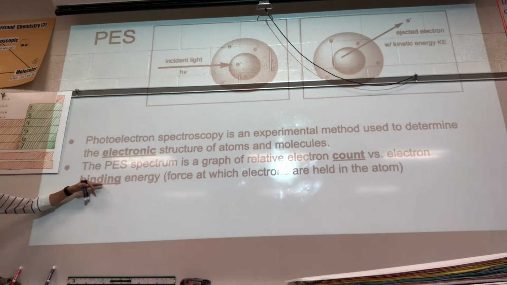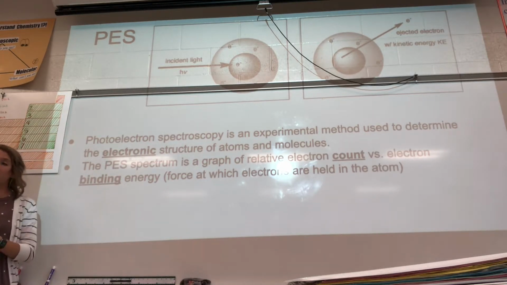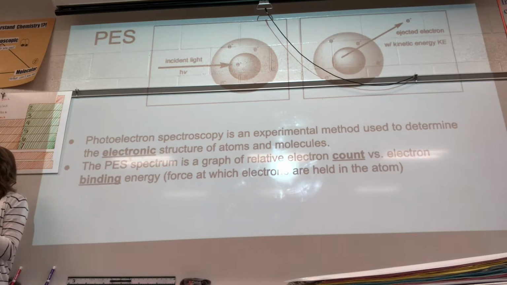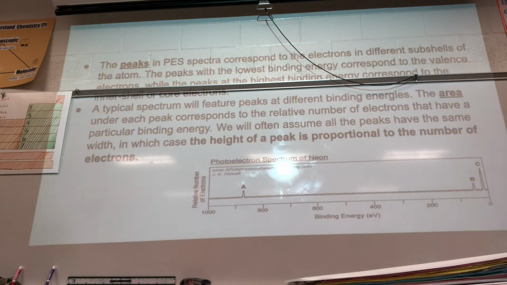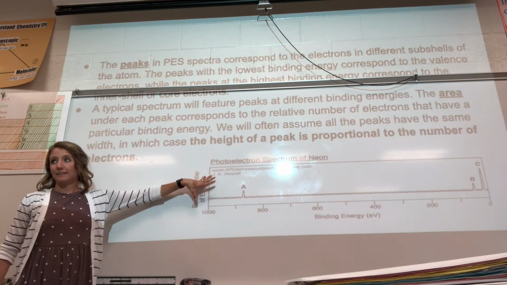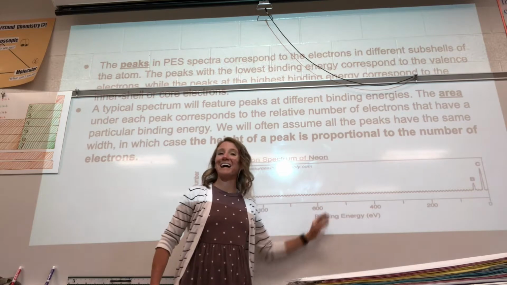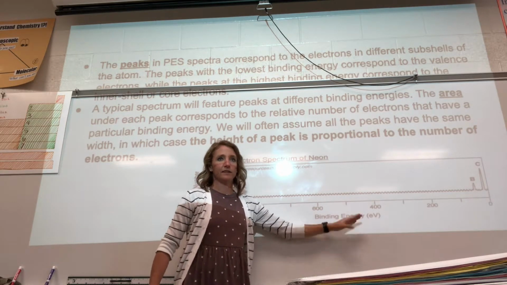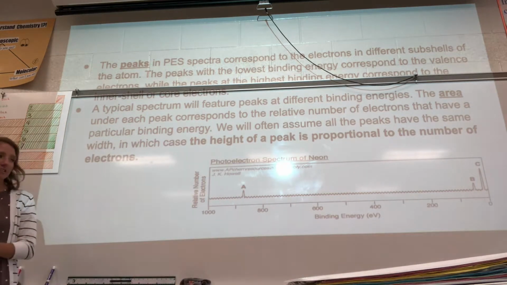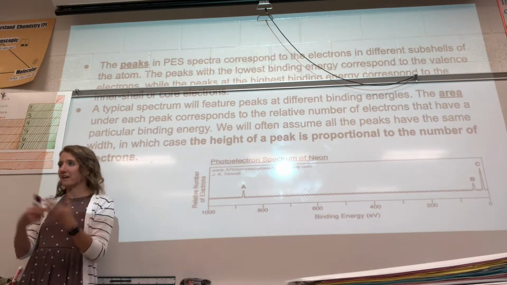It comes down to the binding energy, which is actually a big theme in our lesson today, that this binding energy, the force of a nucleus to its electrons, plays a key role in atoms' behavior and what they do. Okay? This right here is an example of what a photoelectron spectrum can look like. The x-axis is your binding energy, so this refers to how tightly it's held to the nucleus. Binding energy is how tightly it's held to the nucleus. The y-axis is how many electrons have that binding energy.